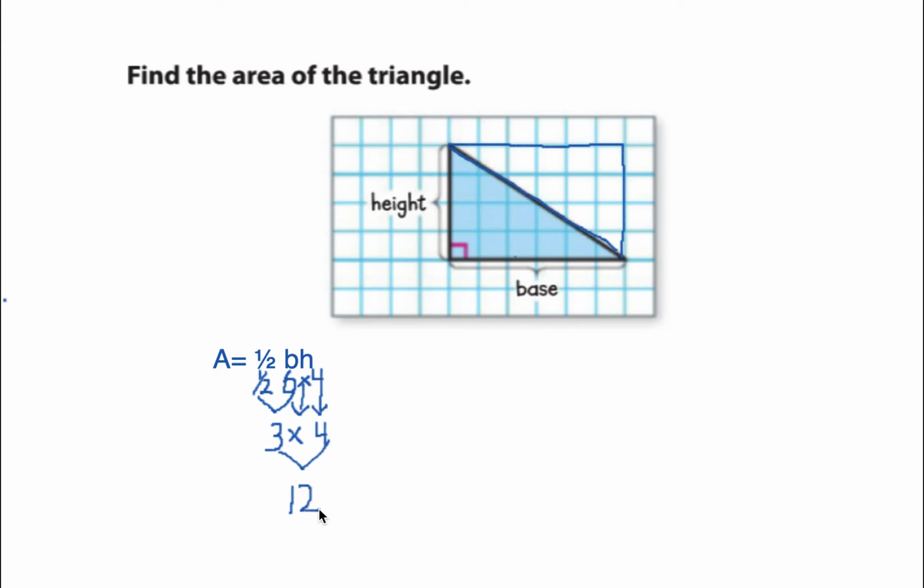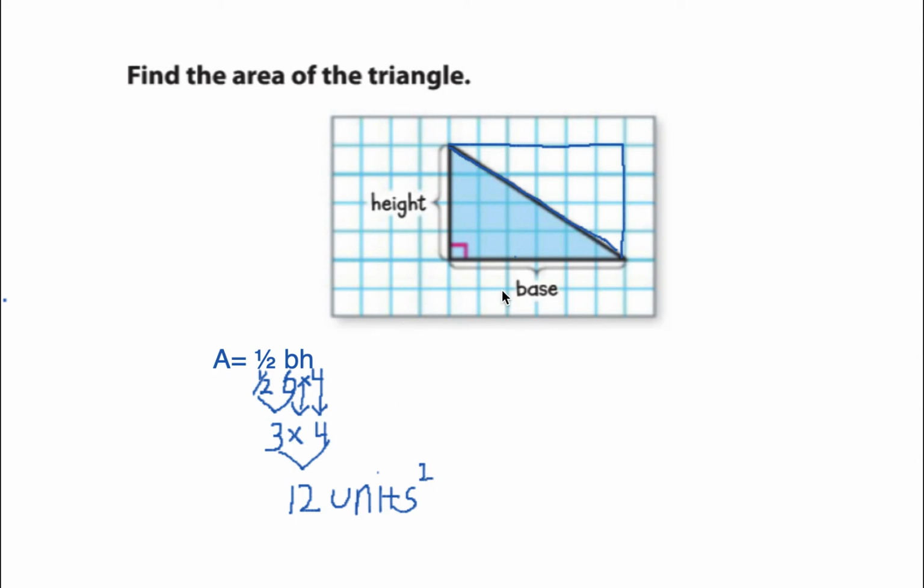And I have 12. Now I need a label. That's step 4. Remember, it doesn't have a label because these are units. And we talked about the units here when I was speaking about the triangle originally. These are units, so it's going to be square units. So the area of this triangle is 12 square units.